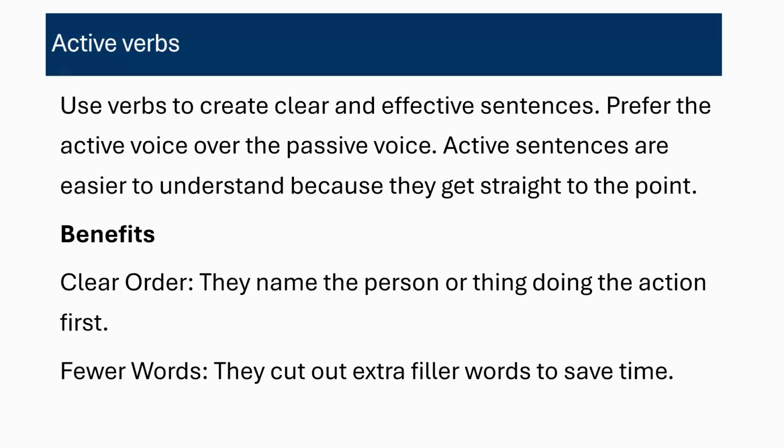Okay. So we're looking at active verbs, and this is a really effective way of helping people understand information. The title is Active Verbs. It says use verbs to create clear and effective sentences. Prefer the active voice over the passive voice. Active sentences are easier to understand because they get straight to the point. Benefits of these are clear order. They name the person or thing doing the action first. They use fewer words. They cut out extra filler words to save time. Next, please.